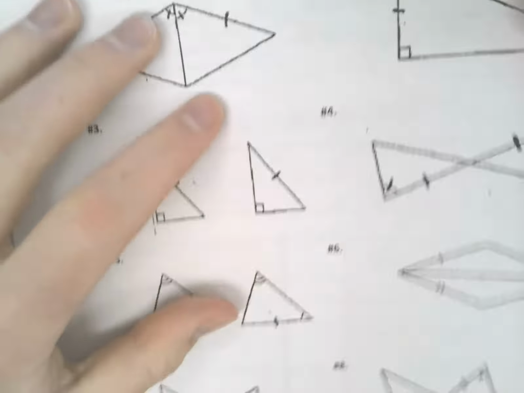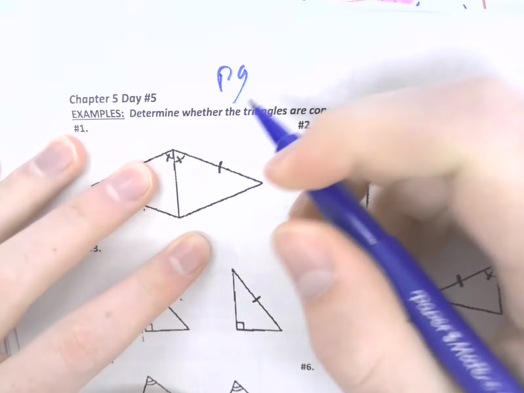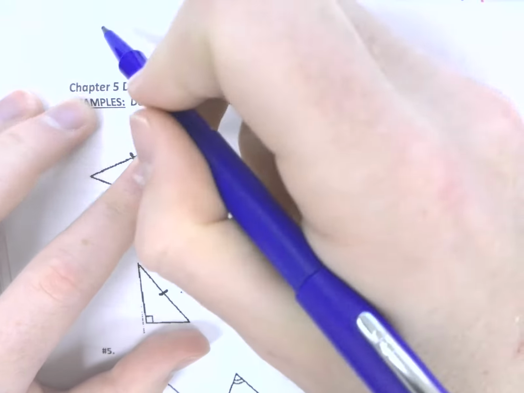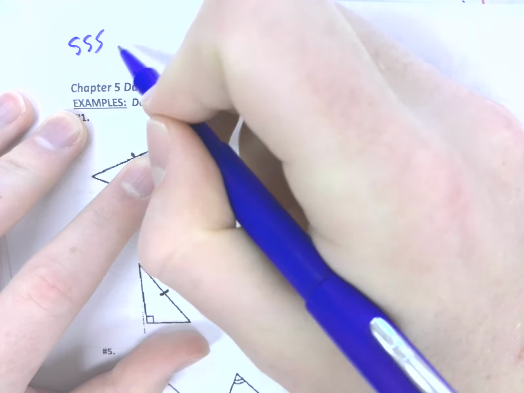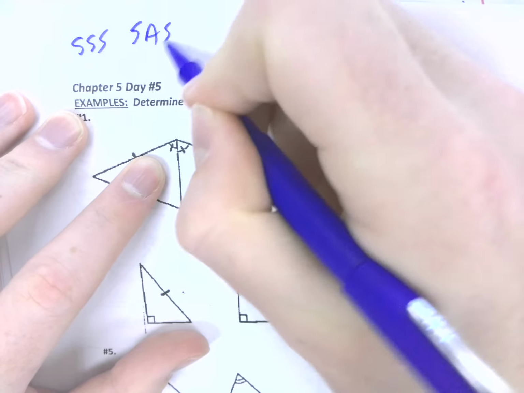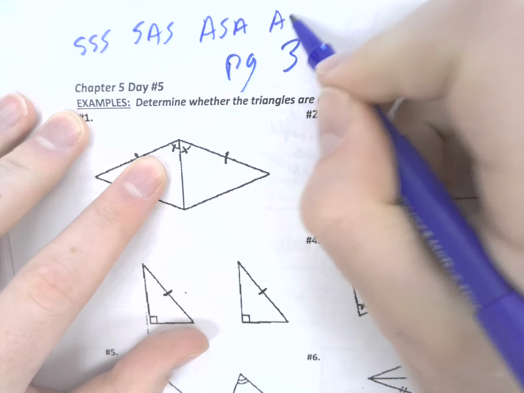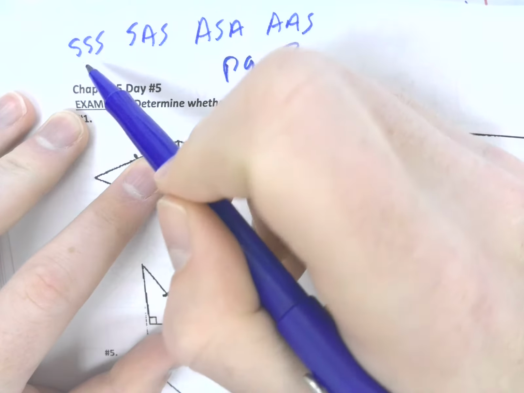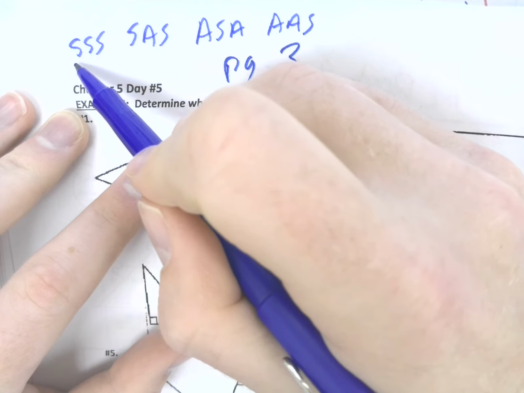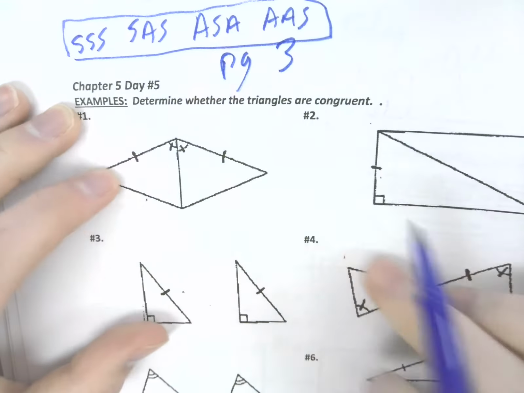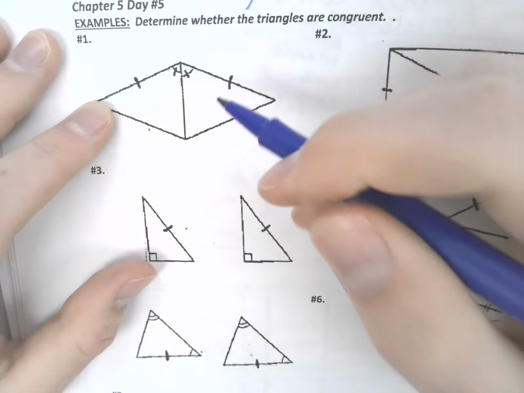Let's switch over. This is page 3. So remember our 4 kinds here. We've got side, side, side, side, angle, side, angle, side, angle, and angle, angle, side. Remember, those are our 4 options here. 4 possible ways we can prove this. So let's check it out.